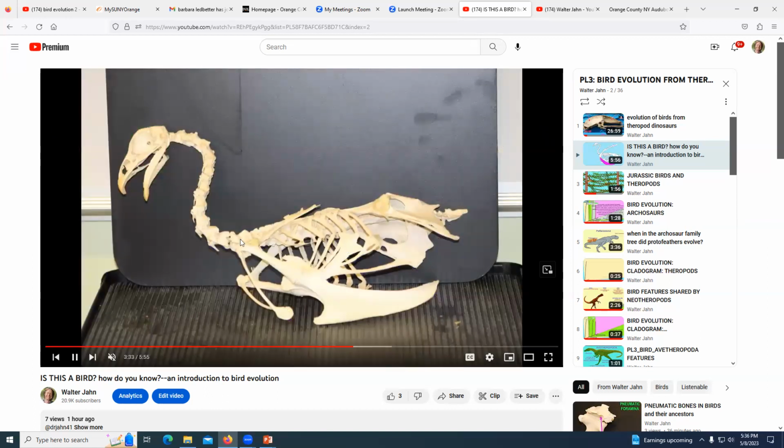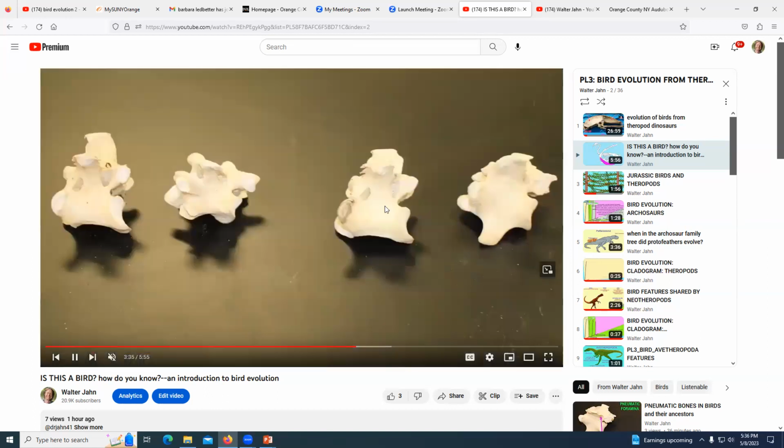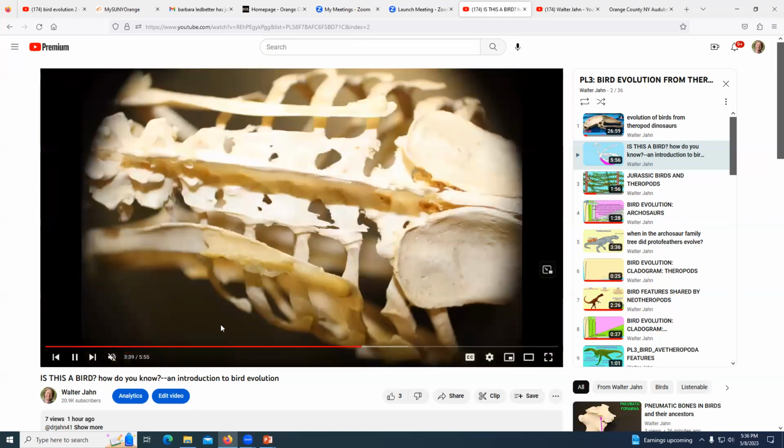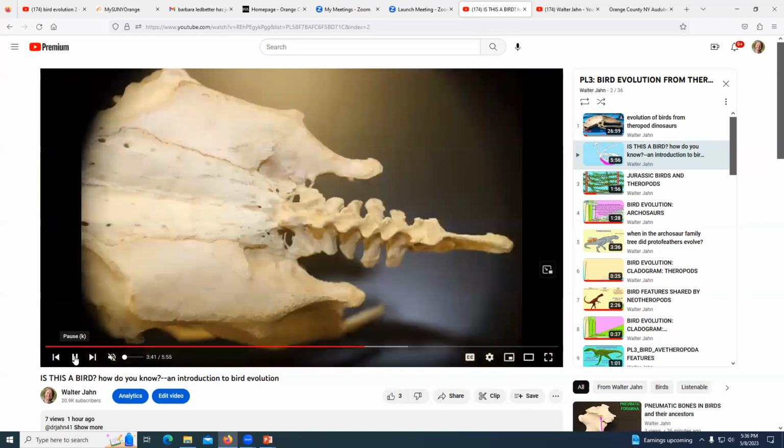Their vertebrae are neat. They have long necks. They have fused bones in the hip area. They have holes in cervical vertebrae that I'll get back to in a second. Those holes actually help them breathe. The hip is fused to the vertebral column. The tip of their tail is fused.